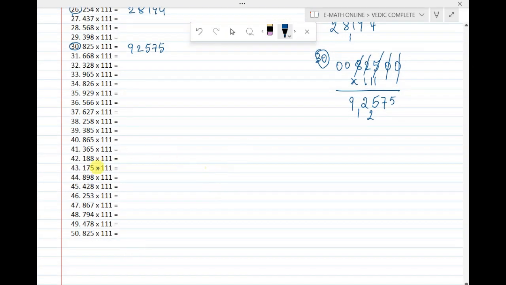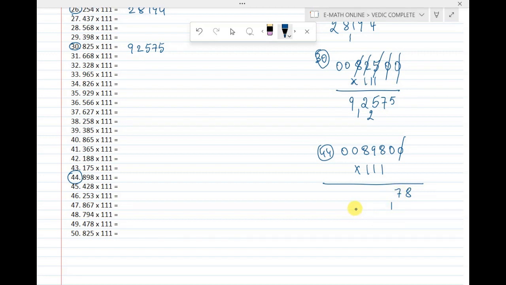Now we will do this problem 44. So it will be 898 multiplied by 111. Take 2 zeros at starting and 2 zeros at ending and add last 3 digits every time. 8 plus 0 plus 0, it will be 8. Cancel this last 0. Select the last 3 digits again. 9 plus 8 plus 0, 9 plus 8, 17. 17 plus 0, 17 itself.